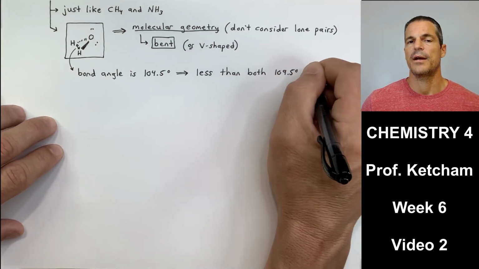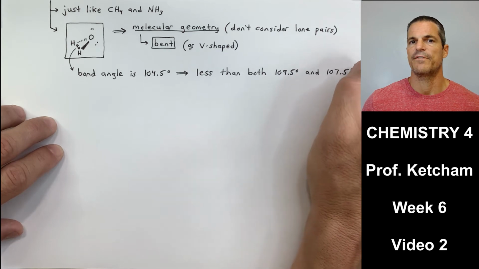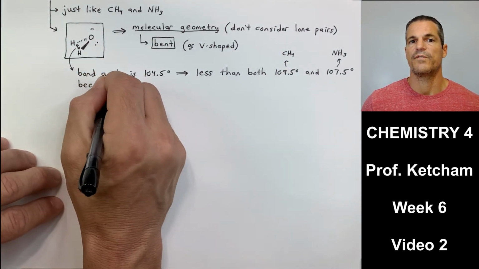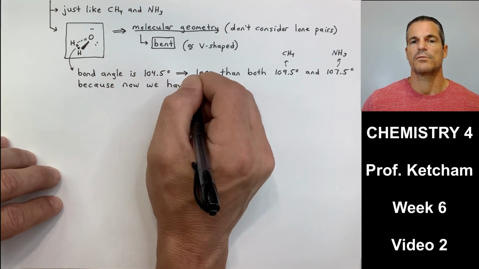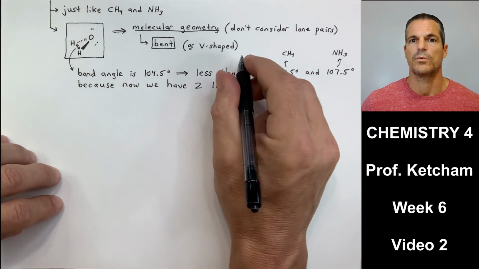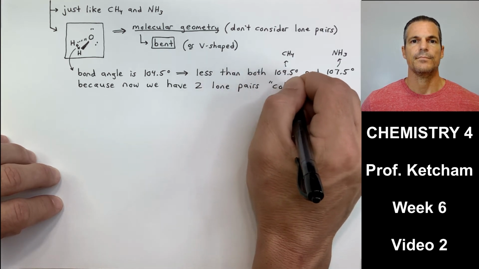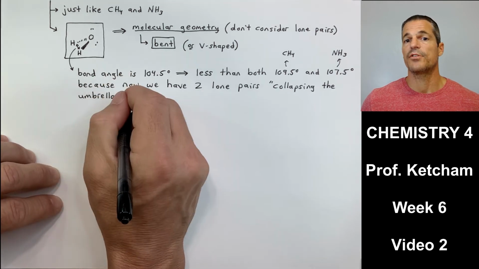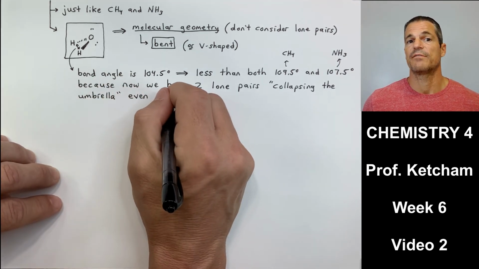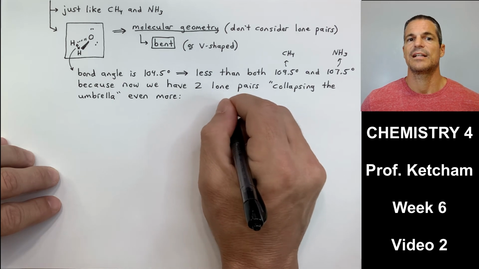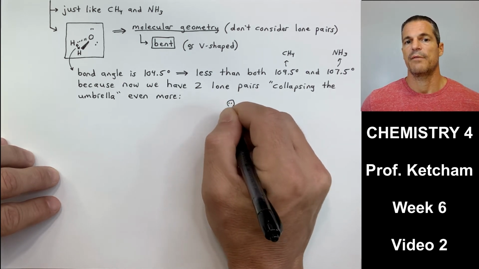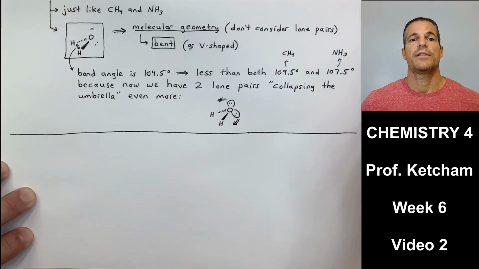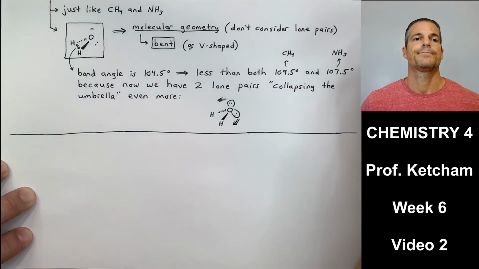As you add more lone pairs, CH4 was 109.5 bond angle. Then we have 107 bond angle. Now we're down to 104.5. Just those electron pairs are really collapsing that umbrella down, if you will. So bond angle is 104.5. It's less than both 109.5 and 107 because now we have 2 lone pairs collapsing the umbrella even more. And I've drawn a little sketch here just to show you how we're really closing in. So that was how we do that for H2O.